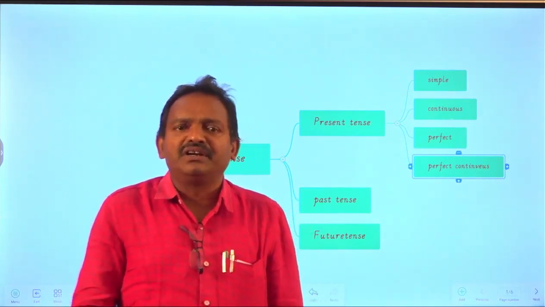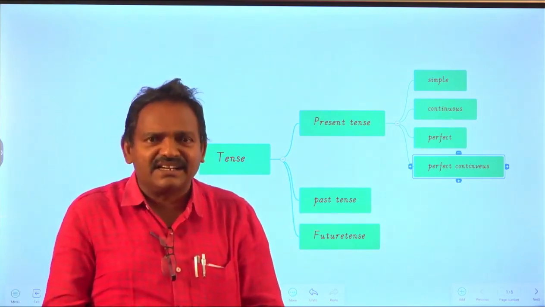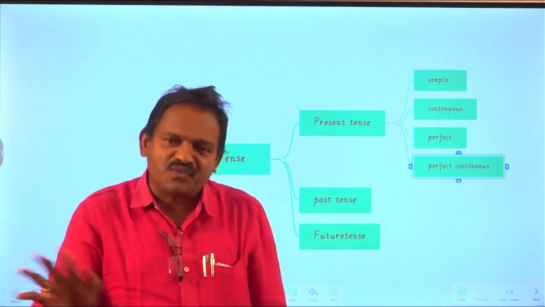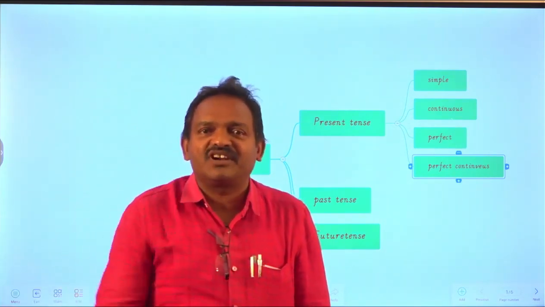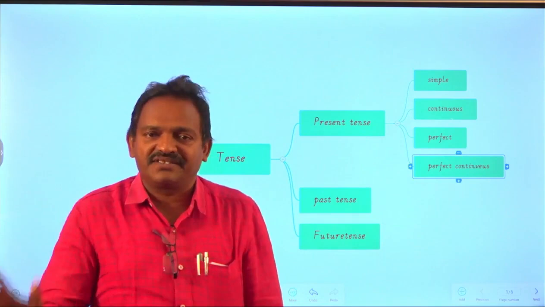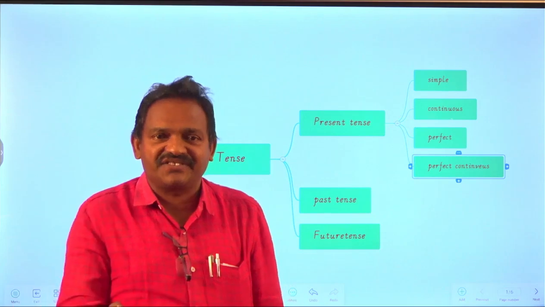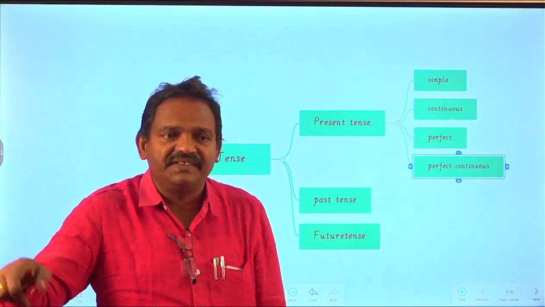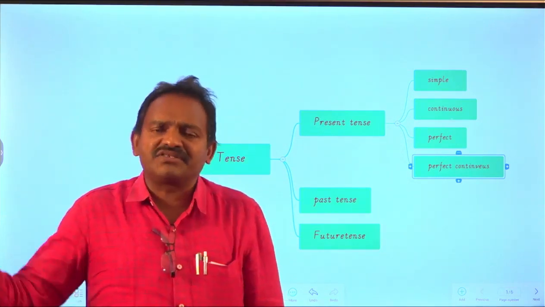The third one, present perfect tense. Present perfect tense tells us about an action which has been completed just before. Of course, the action is completed, but the nature of the action is that it has been completed just before. Only just-before actions are expressed in present perfect tense. The structure of present perfect tense is subject plus have or has plus past participle. As I said, past participle is V3. Subject plus have or has plus V3 plus object.